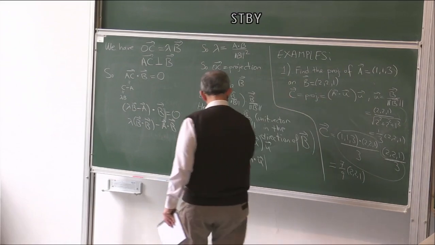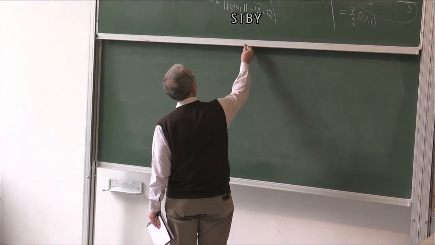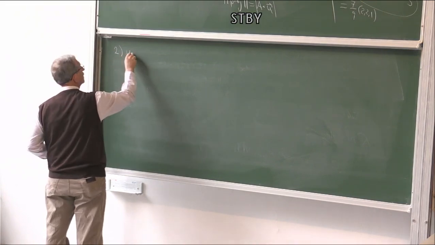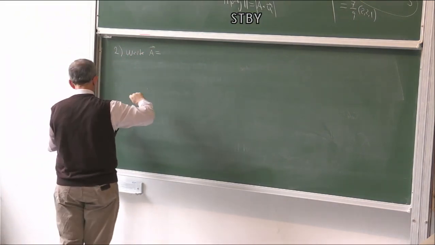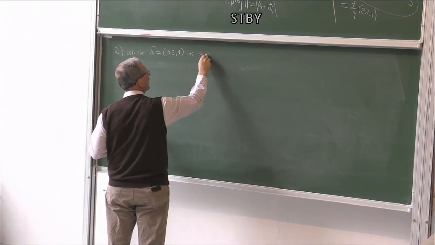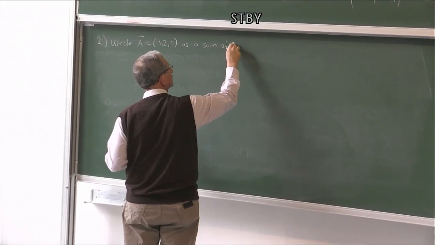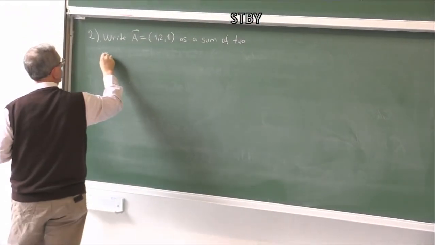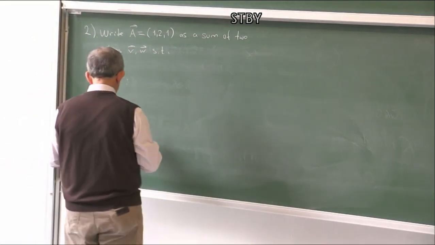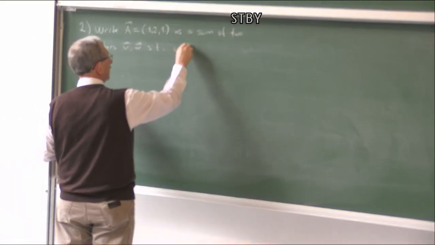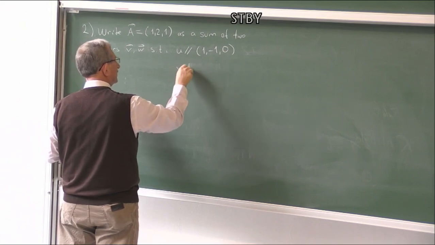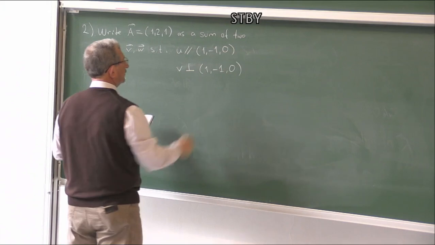In the second example, okay, we want to write the vector A, that is 1, 2, 1, as a sum of two vectors U plus V, such that U is parallel to the vector 1, minus 1, 0, and V is perpendicular to this vector.